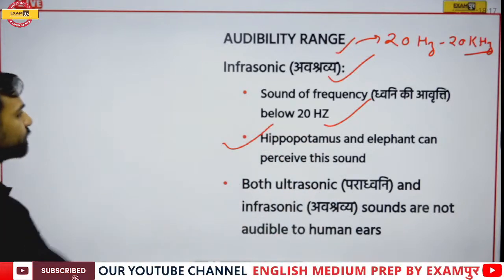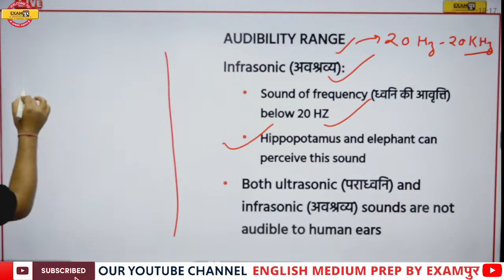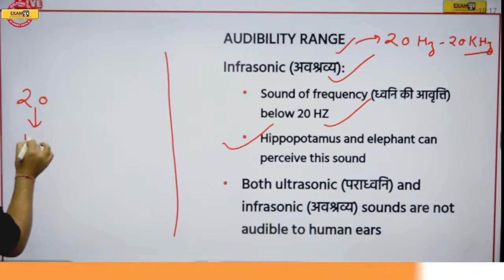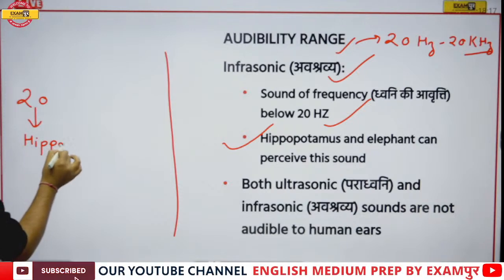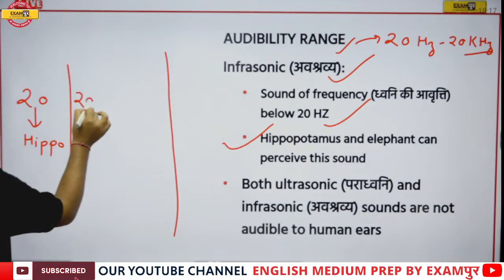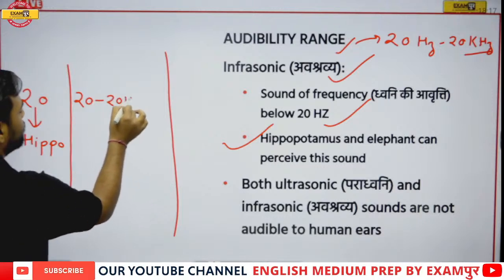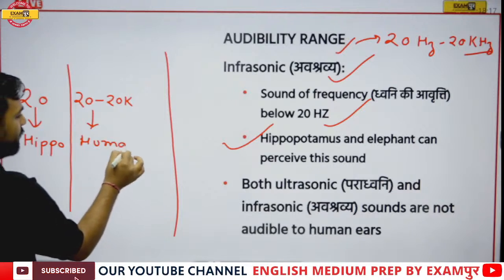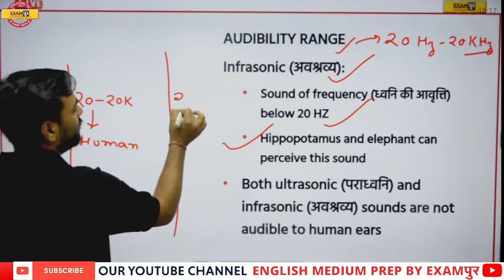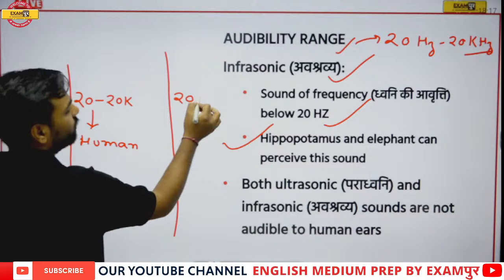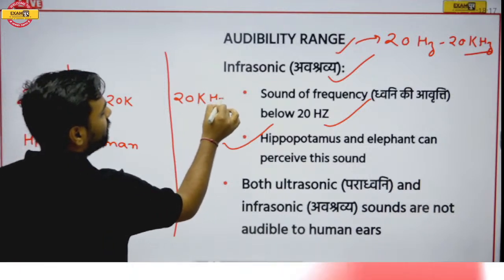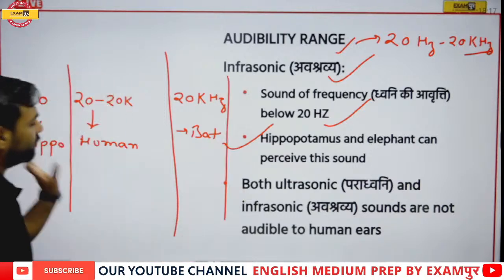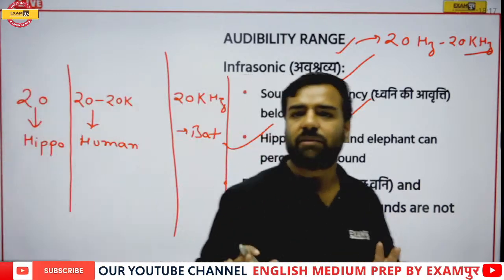Again I'll write the range. If it is below 20 hertz, here a hippo or an elephant would be the example. If it is between 20 and 20,000 hertz, here humans can be the example, that is, we. And if it is above 20 kilohertz, so I write here above 20 kilohertz, you can talk about bats or dogs. So this is exactly the range, please remember this part.